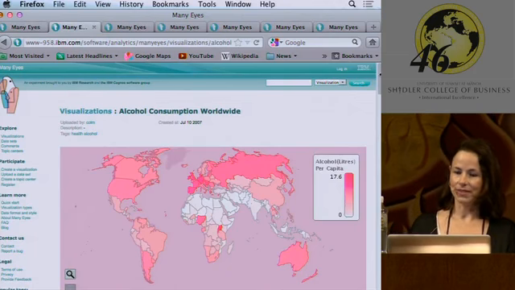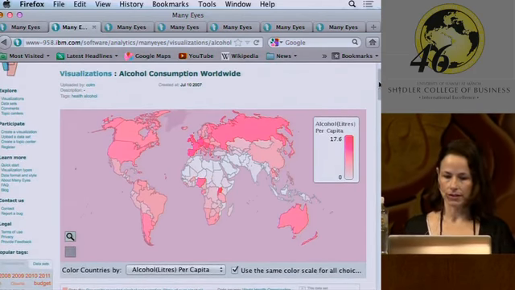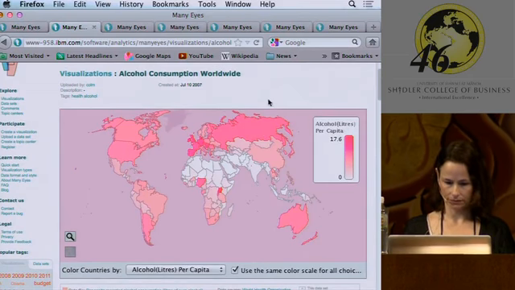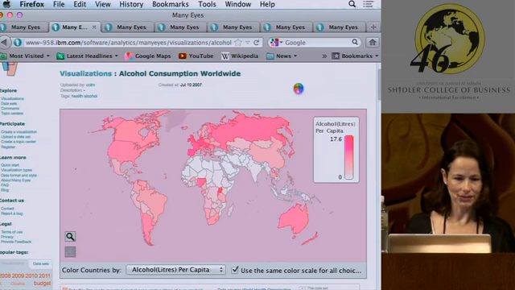All right, this is the map right here. Someone created it on Many Eyes. So let's take a look at Russia. Am I on interactive mode? Let's hope I have an internet connection.